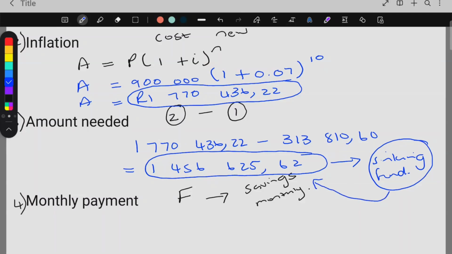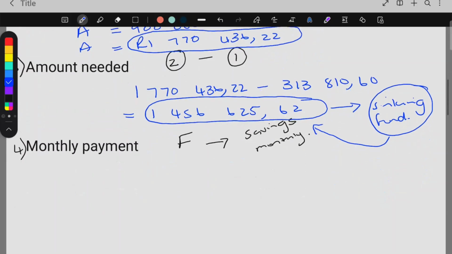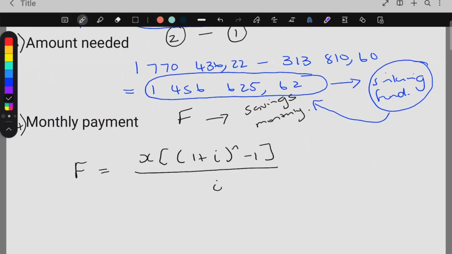So I'm going to use the F formula. So step number 1 for the F formula, we write it down. Okay, so I wrote my formula down. Now, F is what we want in the future. Now, remember, this is the amount we want in the future. So, F. Okay, so my F is this. X is my monthly payment. I don't know what my monthly payment is.